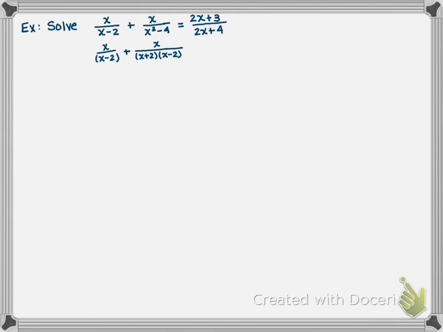So that's an x. And then equals, and I have a GCF of 2 and 2x plus 3. So what's my LCM going to be? 2x minus 2x plus 2. Mm-hmm. So we need a factor of 2, and then x plus 2 and x minus 2. Very good.